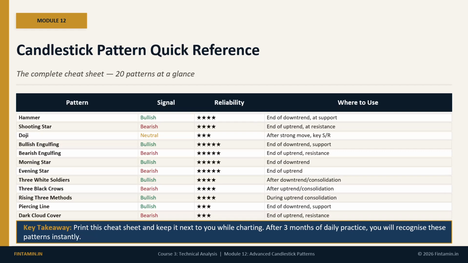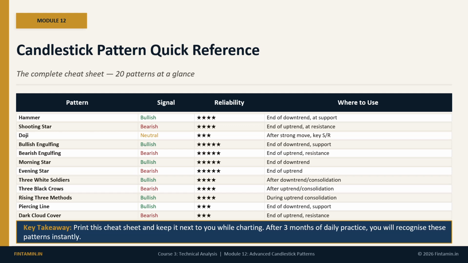Candlestick pattern quick reference. This slide is your cheat sheet. All major patterns, their signal type and reliability rating at a glance. Print this. Keep it on your trading desk. Refer to it every time you analyze a chart until the pattern becomes second nature.